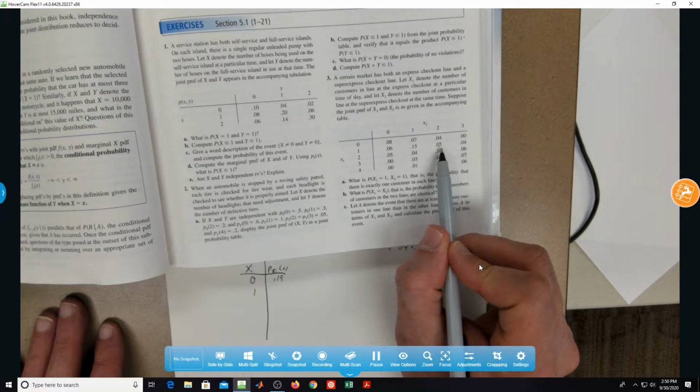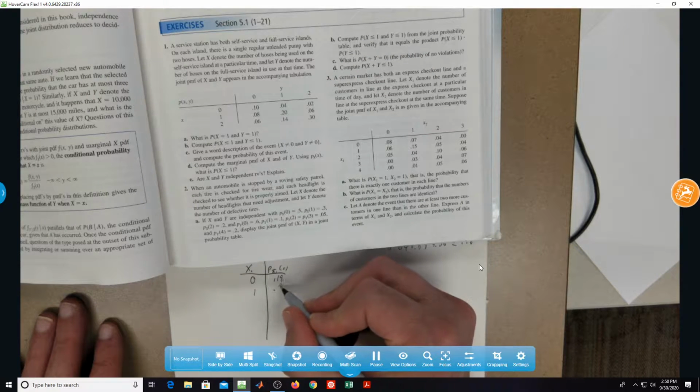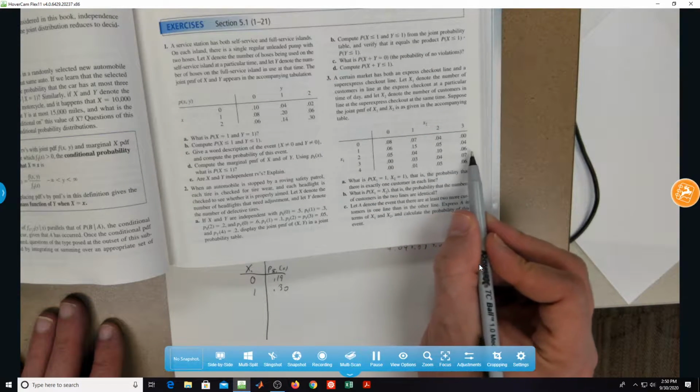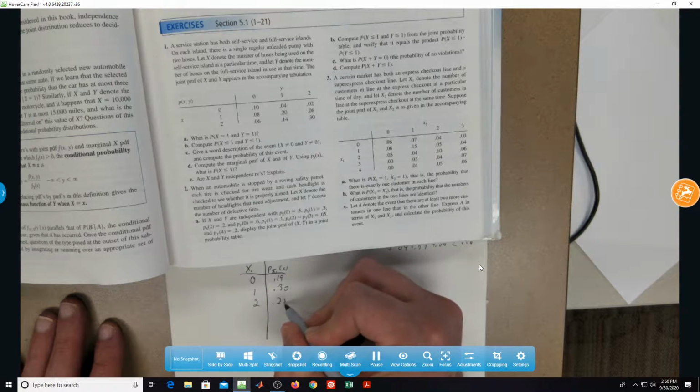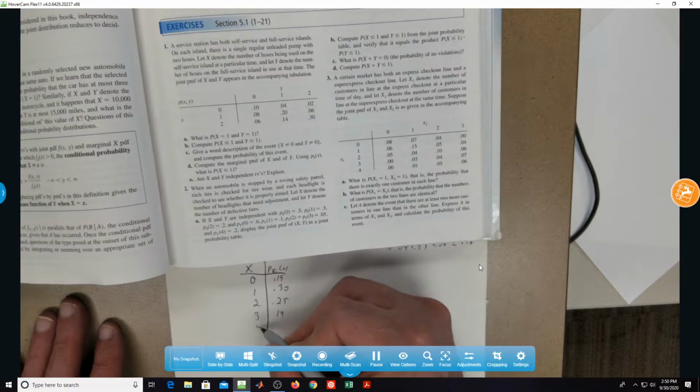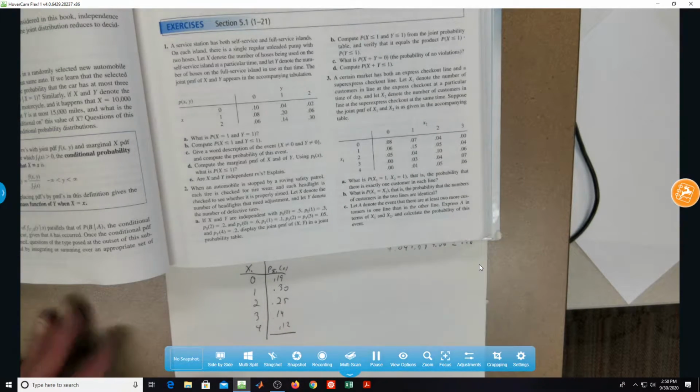For 1, keep 1 fixed and add them across. 21, 30. And then across here, 9, 19, 25. And then 3, 7, 14. And then finally for 4, we get 0.12. And so these all should add up to 1.